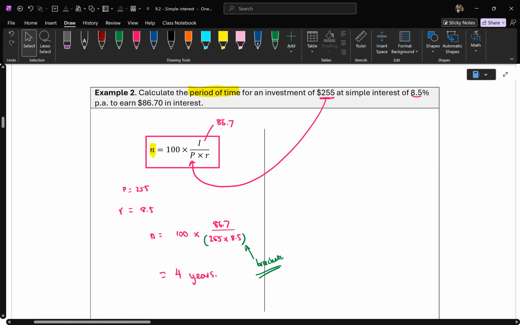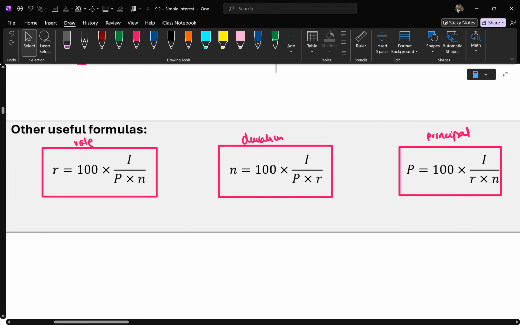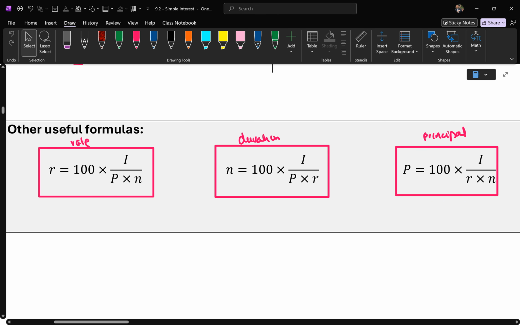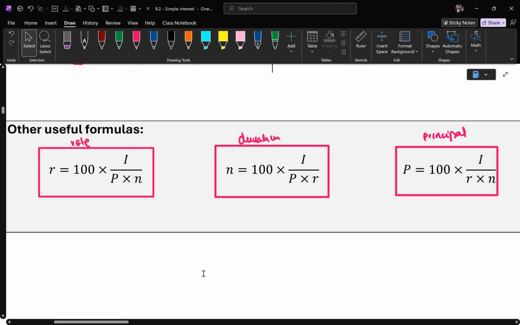So here are your 3 formulas. Make sure to copy these 3. It's just the rearrangement of the first one I gave to you, but if you know your algebra, you can get all of these. Okay? We'll stop there, team.